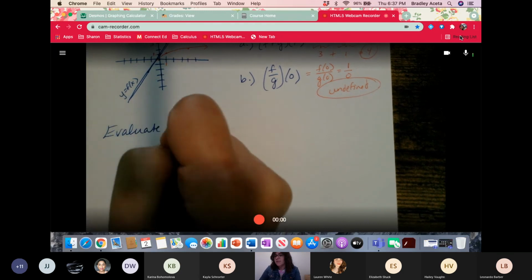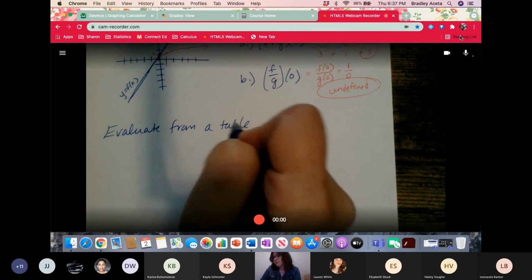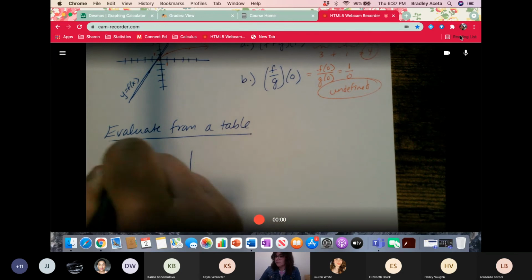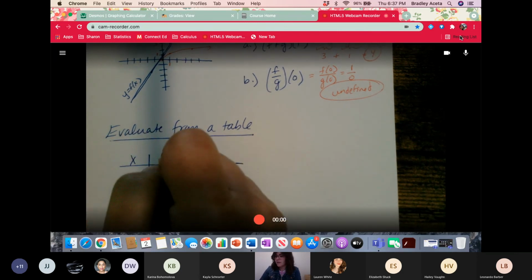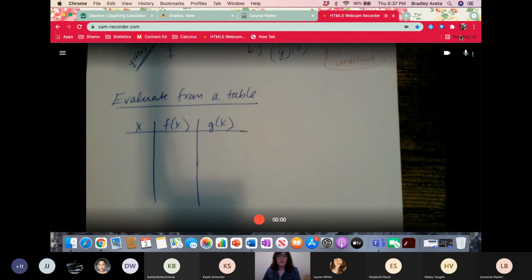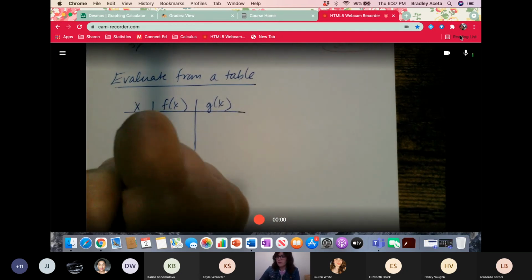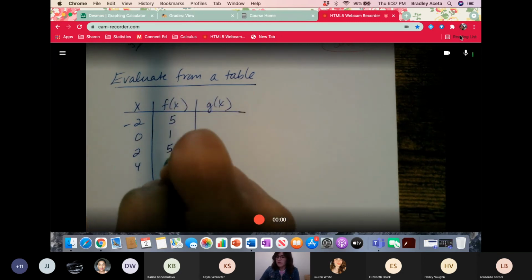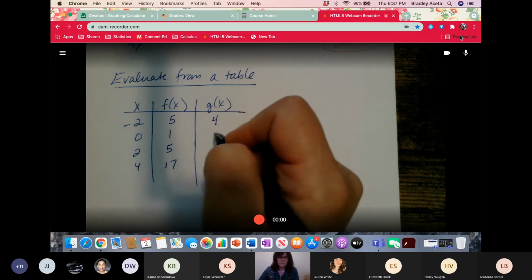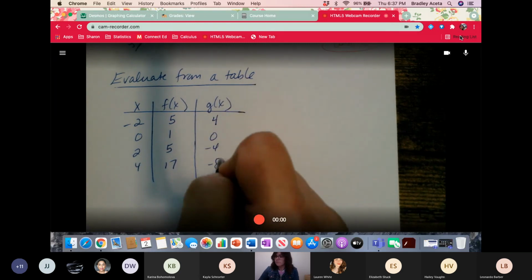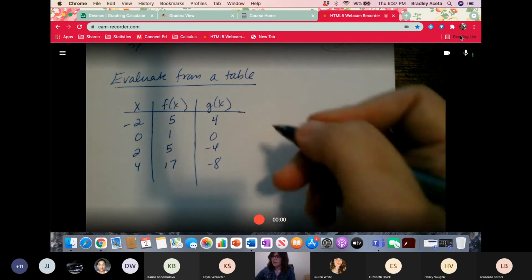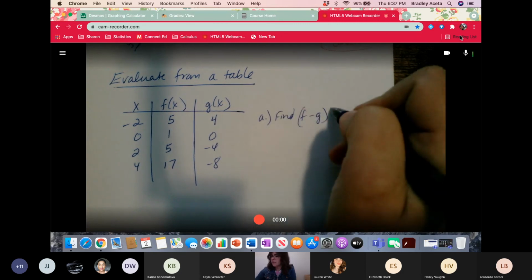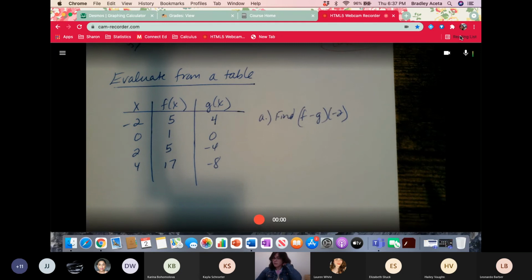Here's how you would evaluate from a table. Some people like tables better. So they'll give you an x, an f of x, and a g of x, and they're going to give you a table, -2, 0, 2, 4, and then they're going to give you a bunch of numbers here. 5, 1, 5, 17. Okay, and then they'll say, okay, find the f minus the g of -2.